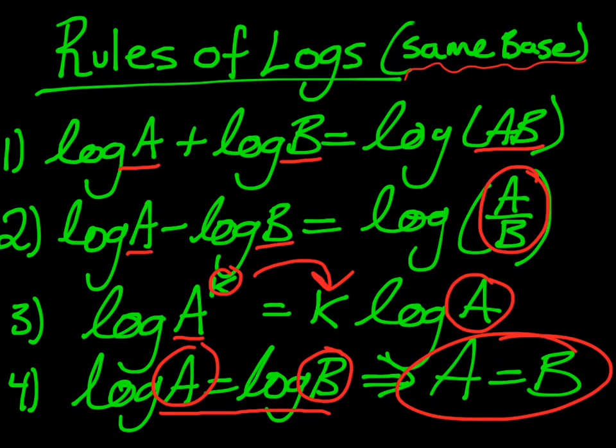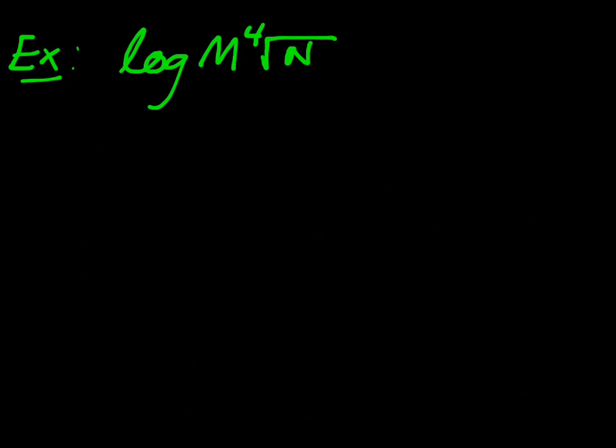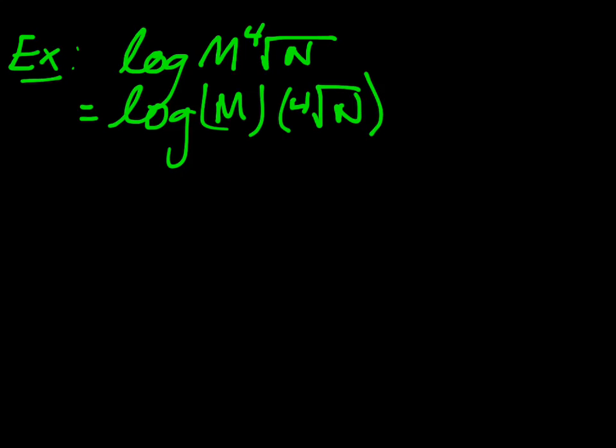Let's see if we can use the first three and simplify some log stuff. This is a question that often comes up, straight from your notes: you're given something all together and you have to expand it out as much as you possibly can. First, I think this is actually a 4th root in your notes, not n to the 4, so I'll write it a little differently: log of m times the 4th root of n. We want to write things in terms of just log m and log n.